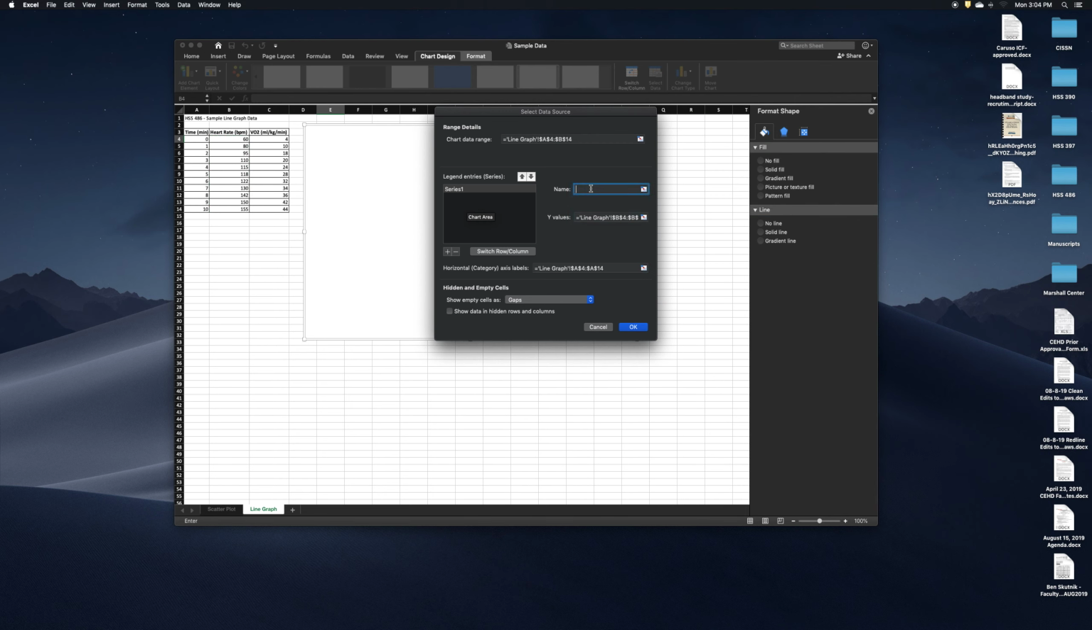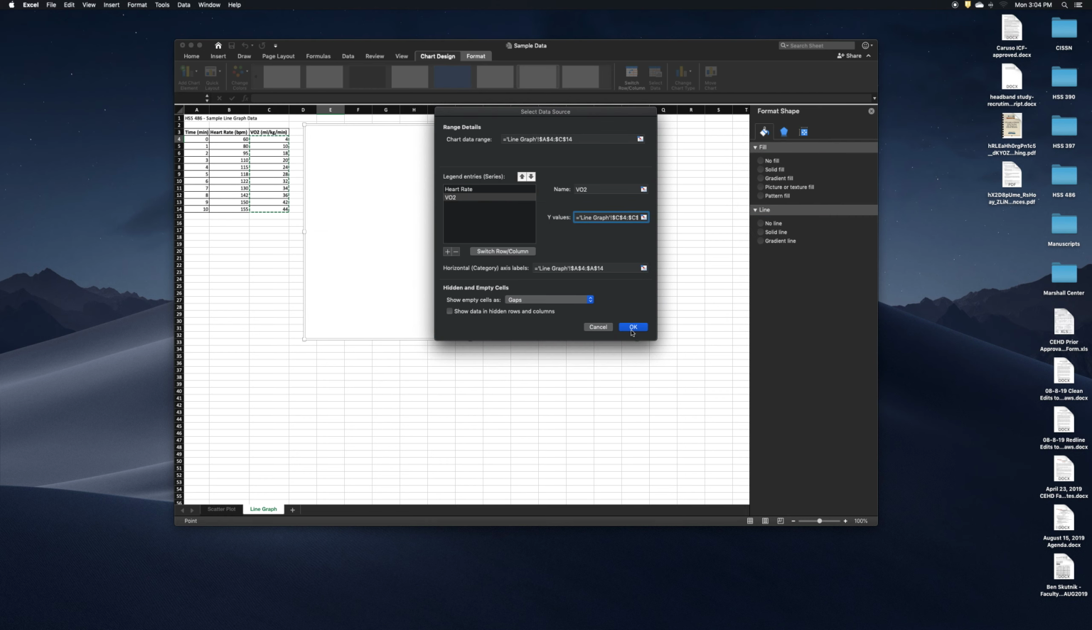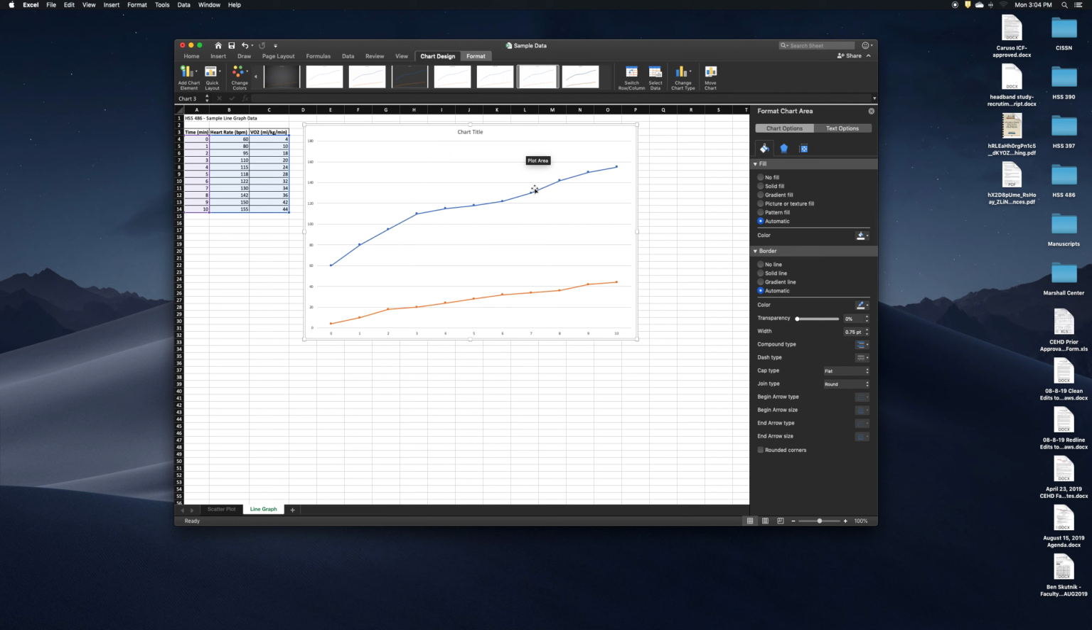And so I'm going to go ahead and name this one exactly that, heart rate. Let's create a second series. This is going to be VO2. The horizontal axis is the same as it was before, 0 through 10 minutes. Now the y area is now VO2. If I click OK, ta-da! Some of the same issues arise though.